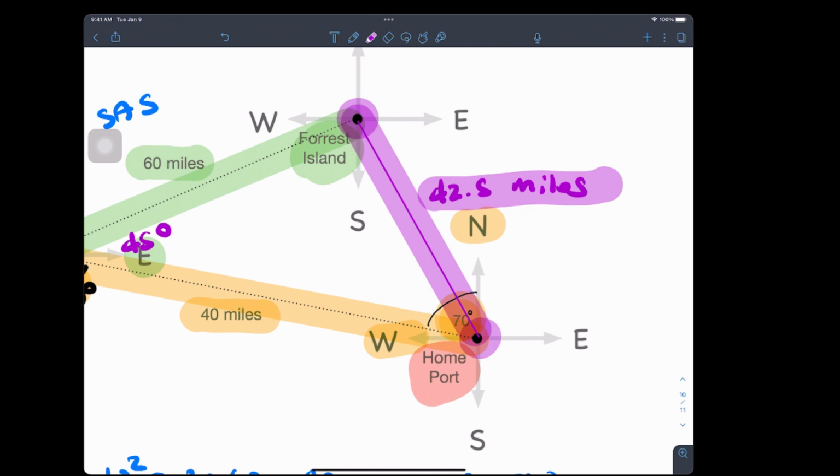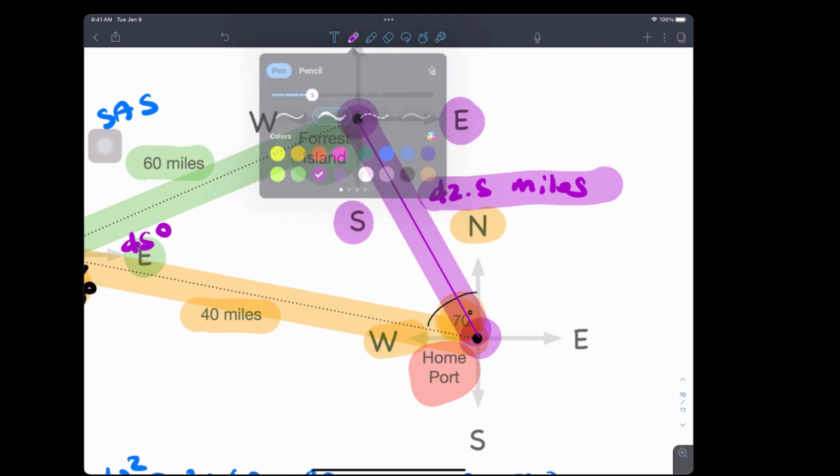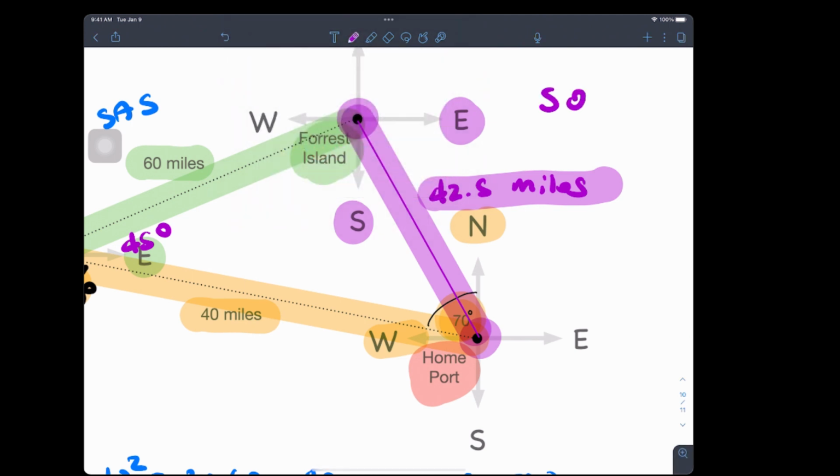What direction do you go? You're going south, southeast. Is that true? So remember the definition: south, some angle theta east. Where is theta? Theta's right here. Is that true? So if you can get theta, you can get back home.